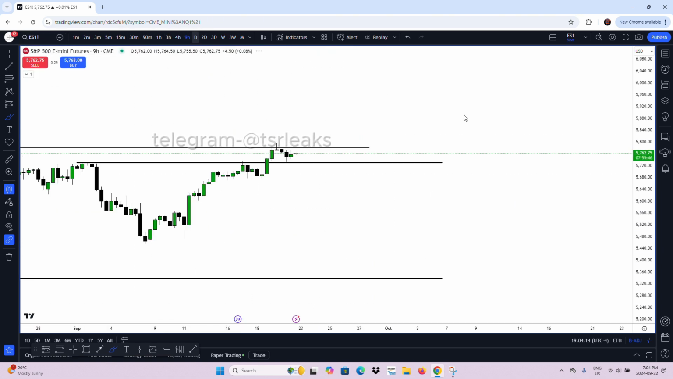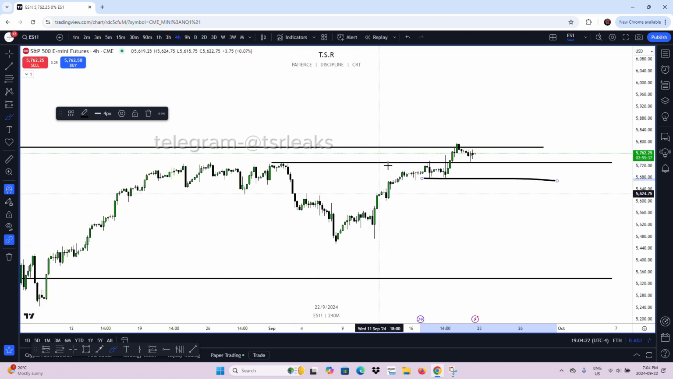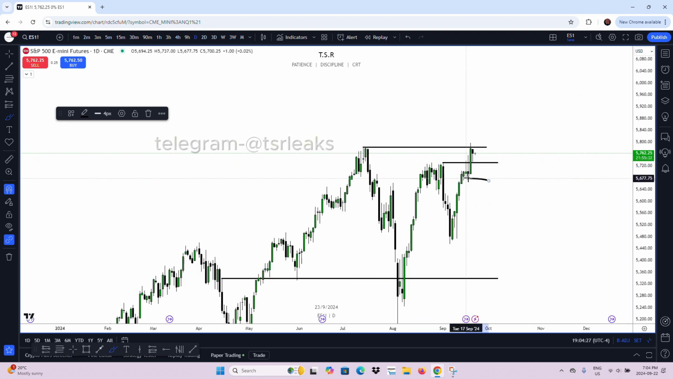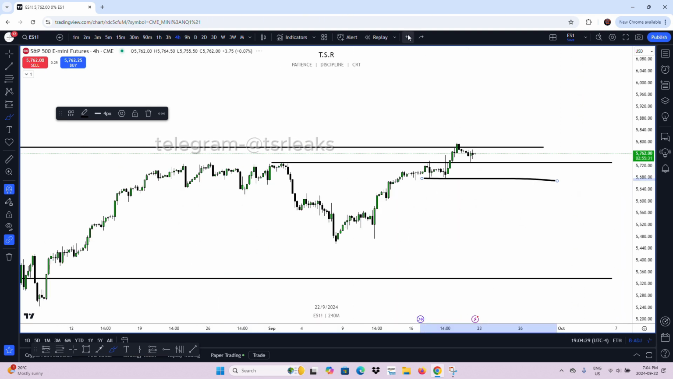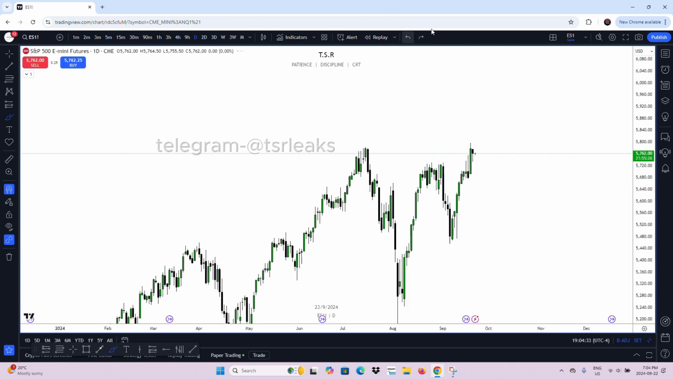So what do I expect to happen? On a daily time frame, we can clearly see we have relative equal lows right here. On the 4 hour, it is even more visible. I do expect these lows to be taken out. So we have these lows that are the next target for the downside.